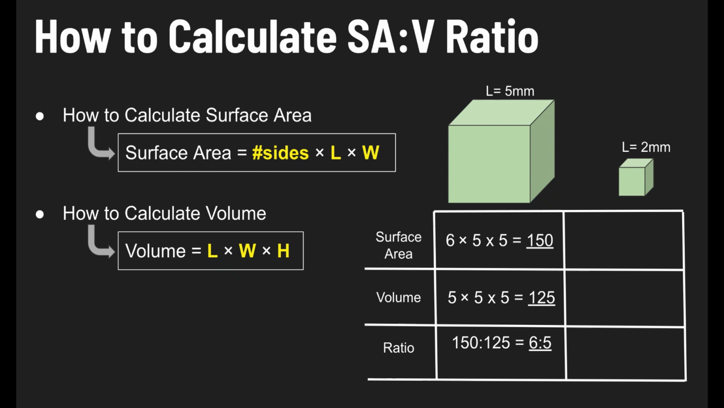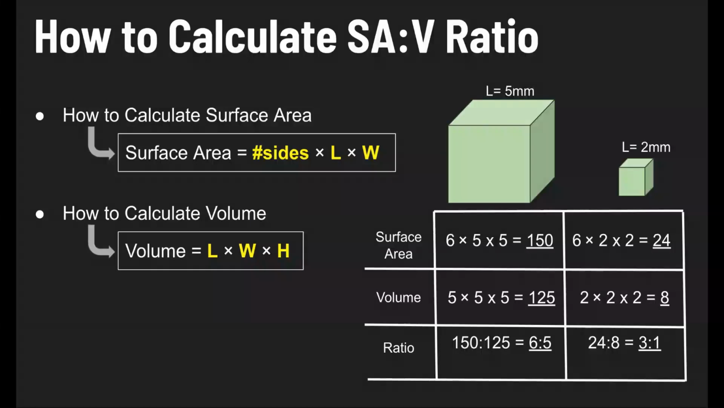Okay, now let's look at the smaller cell. The surface area, there's 6 sides of the cube times each side is 2. So 6 times 2 times 2 will be 24. What about the volume? Every side is 2. So 2 times 2 times 2 is 8. That gives me a ratio of 24 to 8, which we can simplify to 3 to 1.